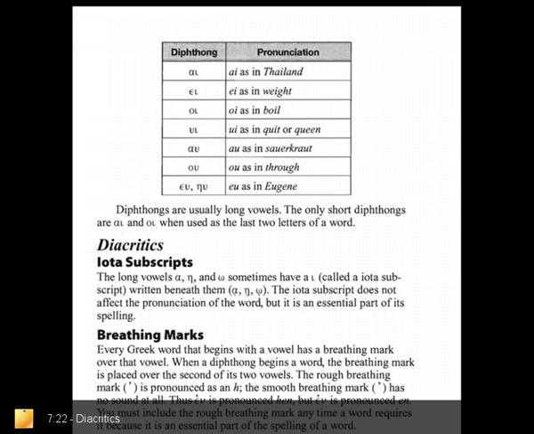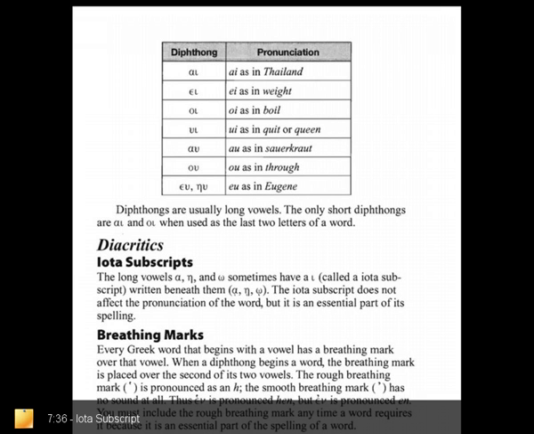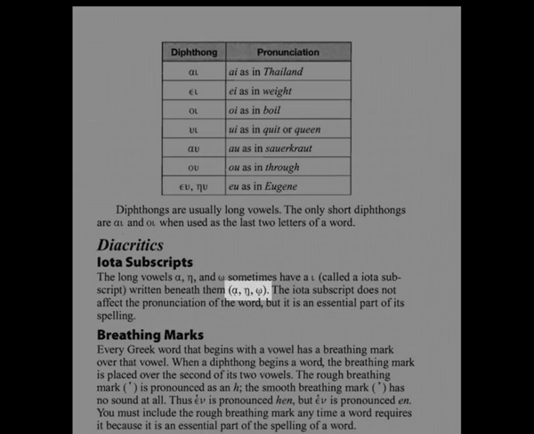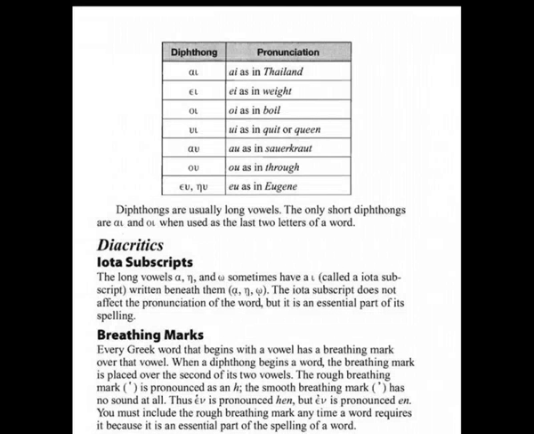Diacritics. Diacritics are markings that occur above or below the letters of the alphabet. The first diacritic that is mentioned is the iota subscript. The long vowels alpha, eta, and omega sometimes have an iota called an iota subscript written beneath them, as you can see there in the text. The iota subscript does not affect the pronunciation of the word, but it is an essential part of its spelling.